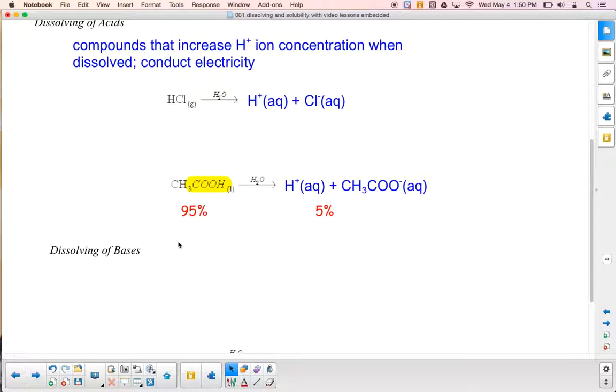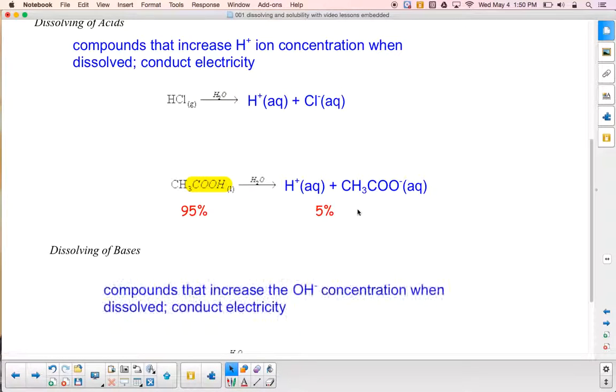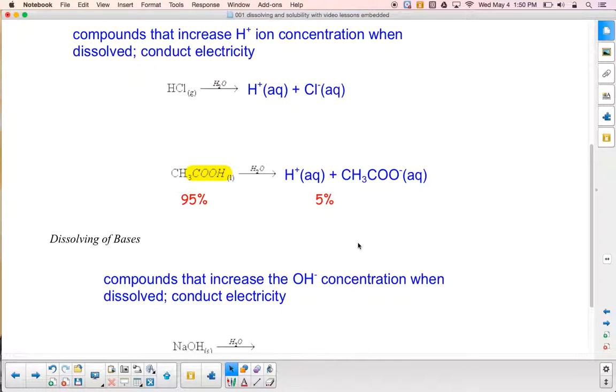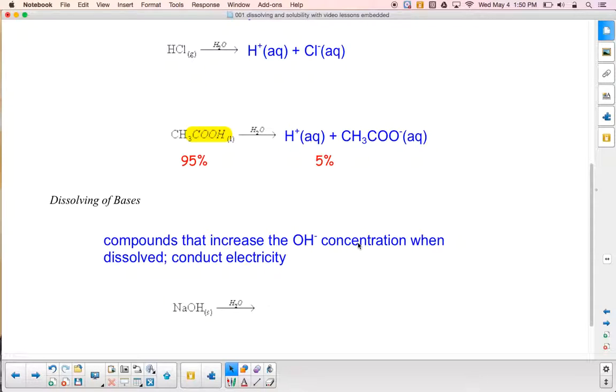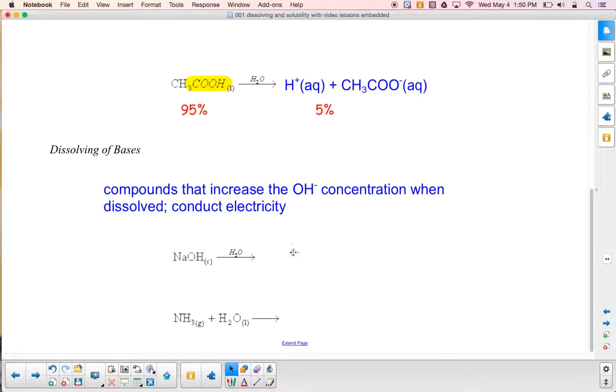Our other category of compound that's opposite of acid is base. Bases are compounds that increase the hydroxide ion concentration when they're dissolved in water. Again, because of the conversation about ions, hydroxide ions, we expect bases to conduct electricity. Sodium hydroxide isn't a big surprise in terms of conducting electricity because it also happens to be an ionic compound. It falls apart to form sodium ions and hydroxide ions.